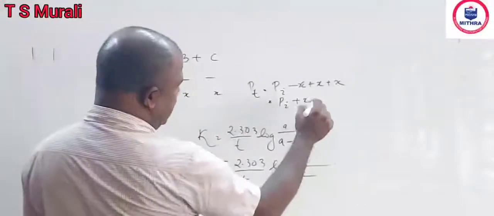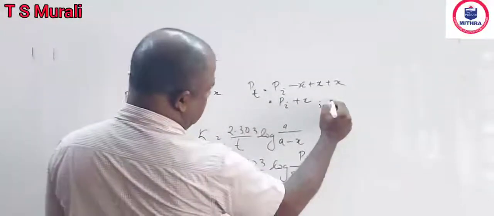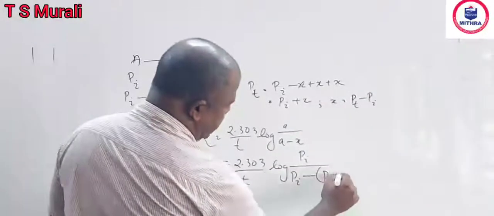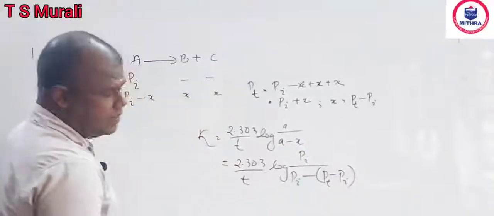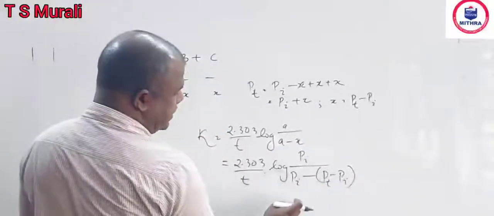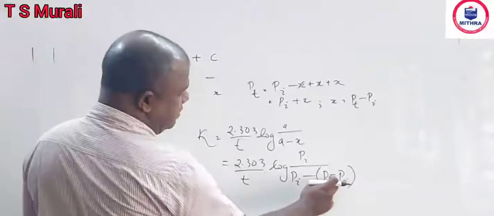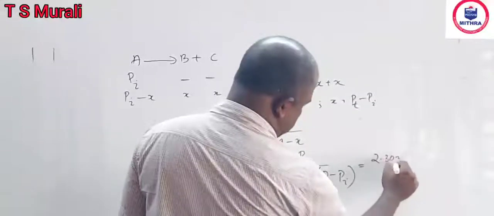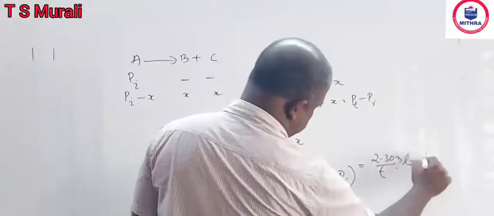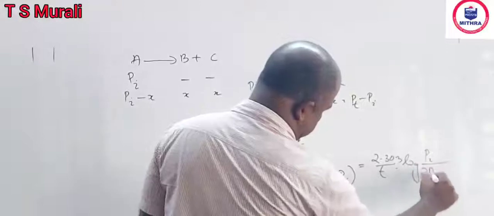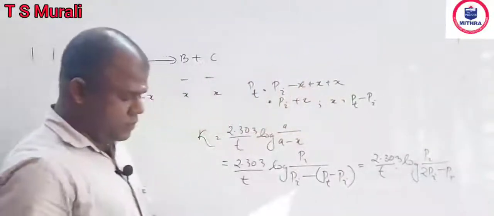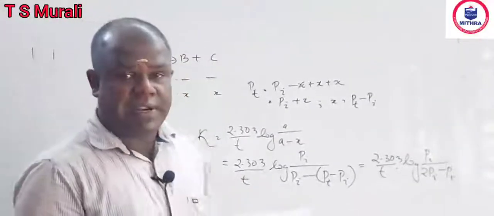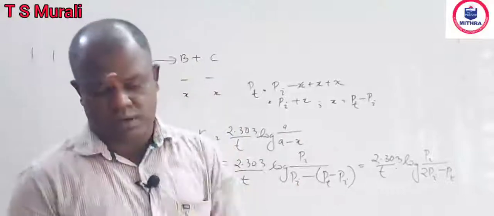Instead of X, what do you write? X from here, X equal to Pt minus Pi. So Pt minus Pi. Agree? So the minus I am taking inside. So Pt becomes minus, but it becomes plus, so 2 Pi minus Pt. So the expression is 2.303 by t into log Pi divided by 2 Pi minus Pt. Agree? Exactly given in NCERT, only for revision mode I explained, that's all.